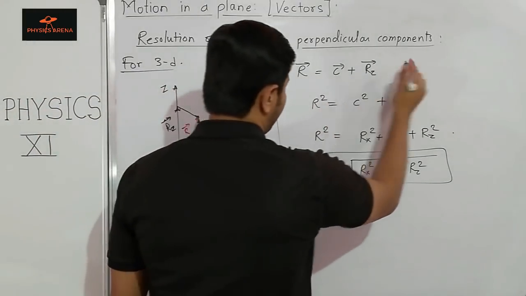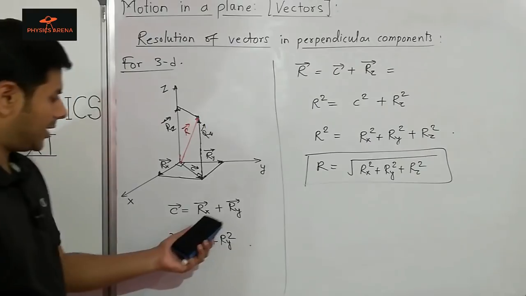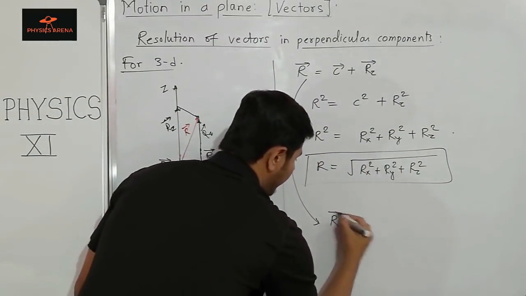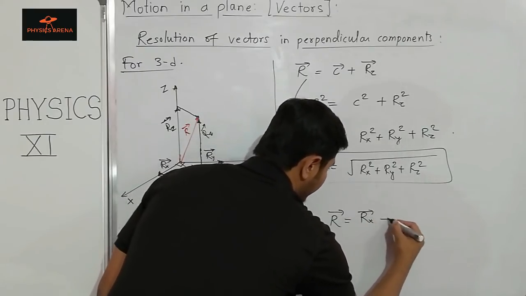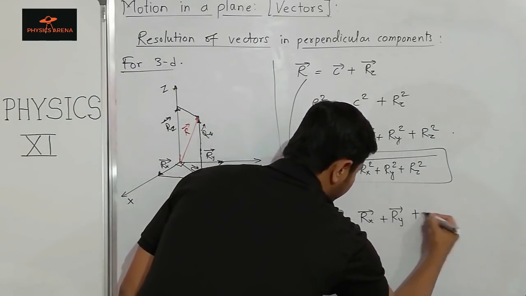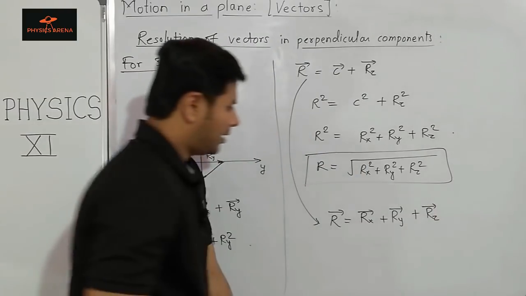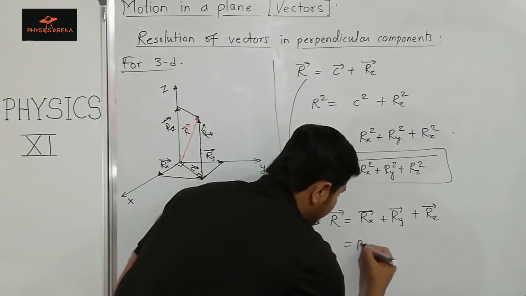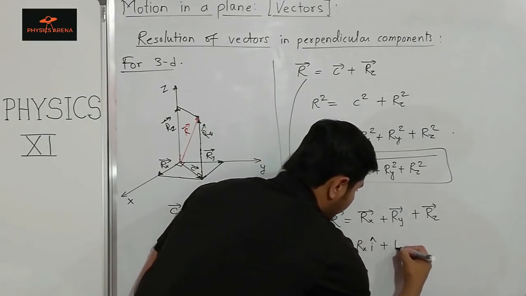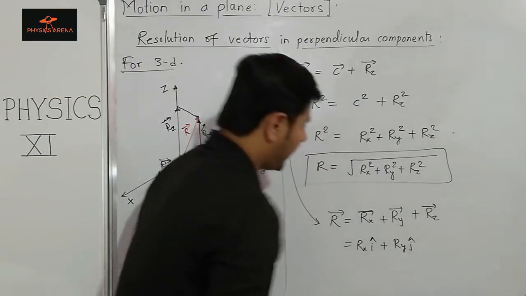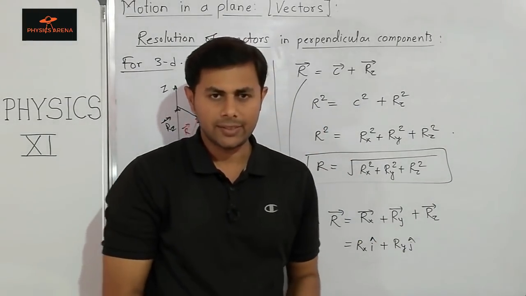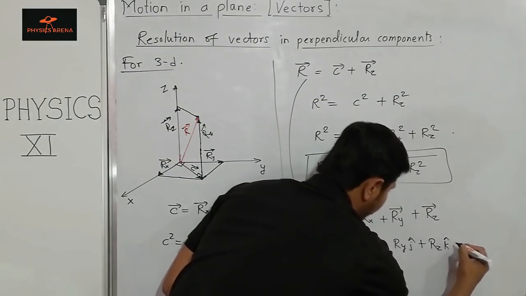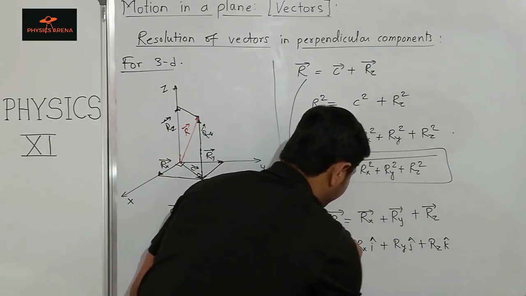And R bar is C bar plus Rz, that is Rx bar plus Ry bar plus Rz bar. So let me write it here. R bar is equal to Rx bar plus Ry bar plus Rz bar. And just similar to the last 2D case, I will write this as Rx into i cap plus Ry into j cap, and the unit vector in the direction of the z axis is called k cap, so plus Rz times k cap. This is R bar.